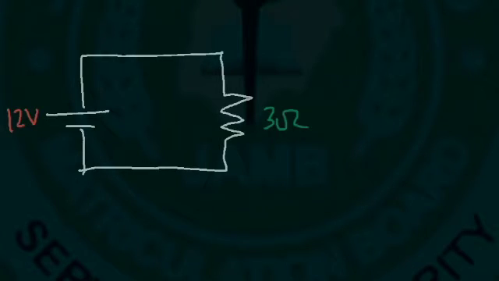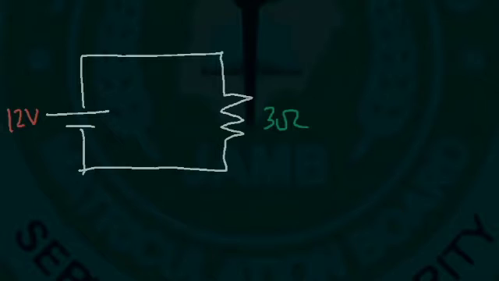So let's say if you have a battery and it's connected to a resistor. Now let's say the voltage of the battery is 12 volts and we have a 3 ohm resistor. What is the current that flows through the circuit?